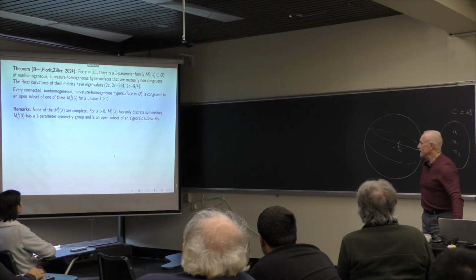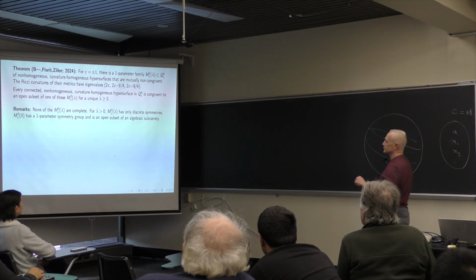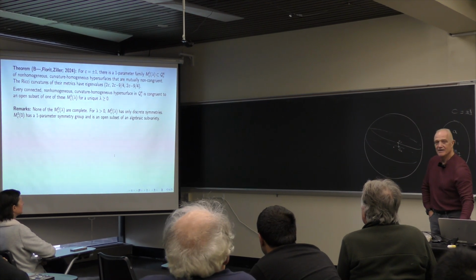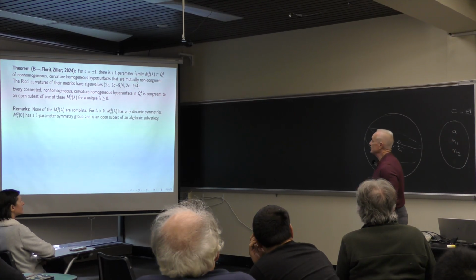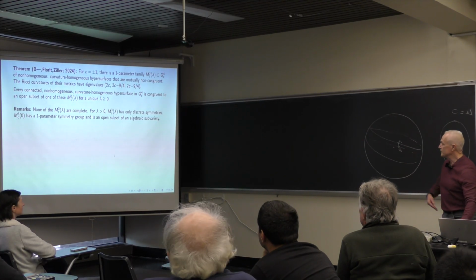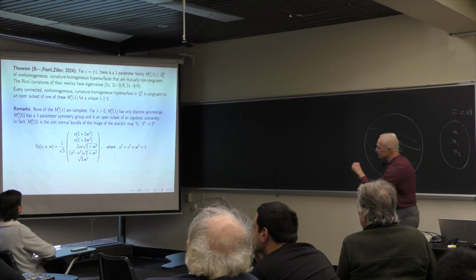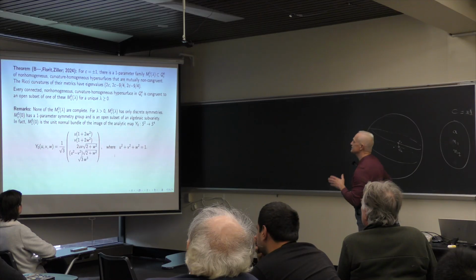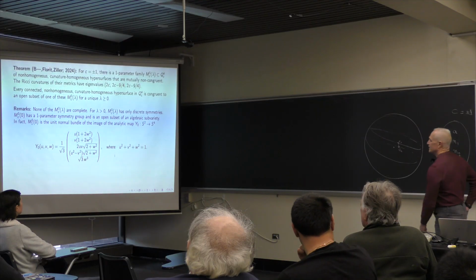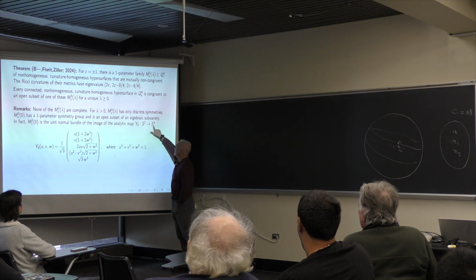But when lambda is 0, you actually do get at least a one-parameter symmetry group, it turns out. And are they locally homogeneous? No, none of them are locally homogeneous. They have at most a one-parameter symmetry group. And when lambda is 0, it actually is an open subset of an algebraic variety, and in fact, it's very simple. It turns out it's the image of an analytic map from the 2-sphere into the 4-sphere.